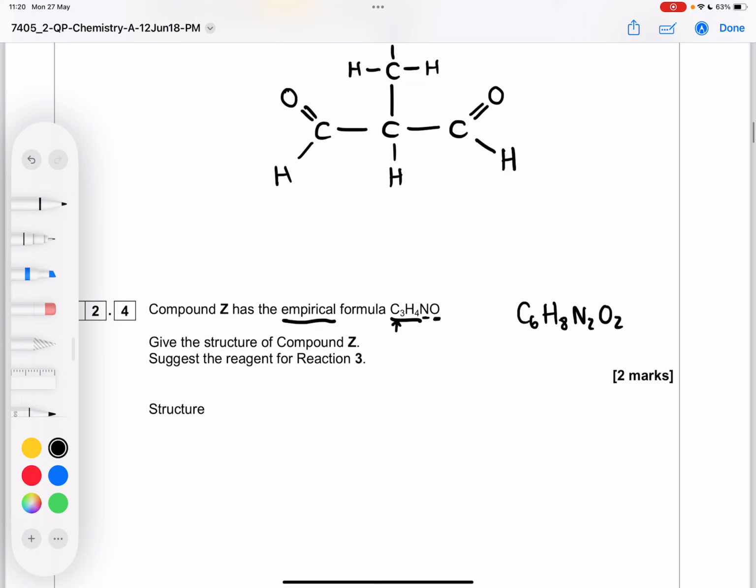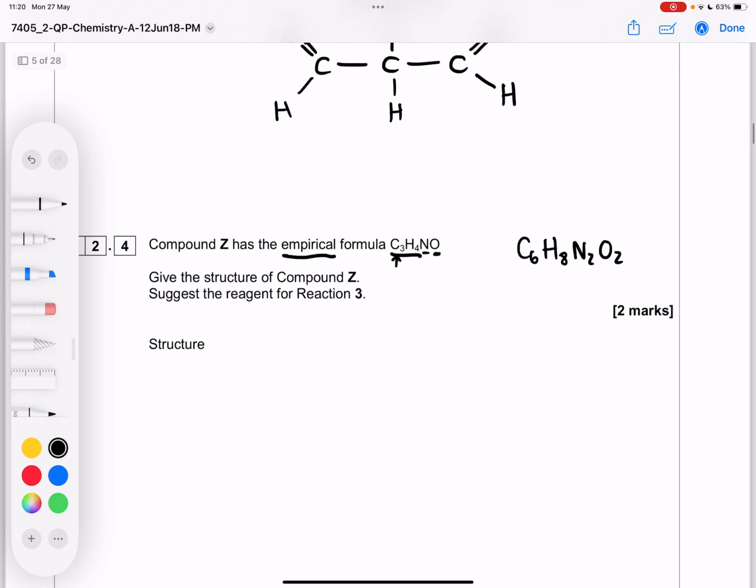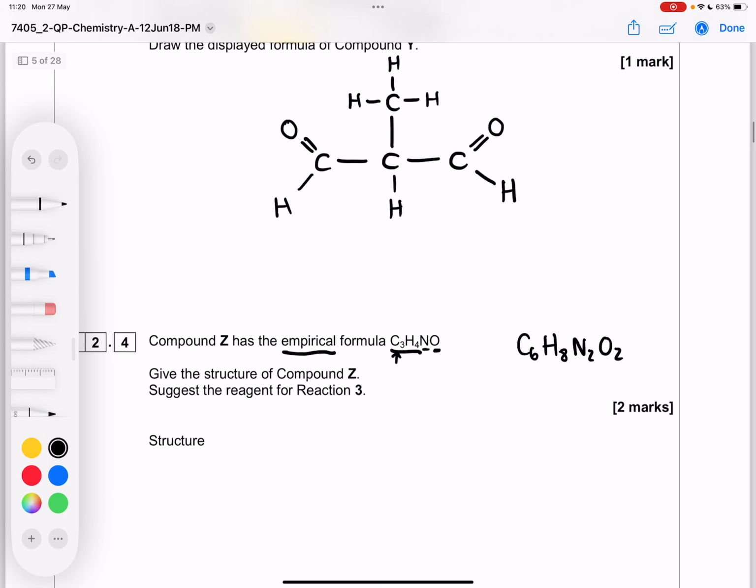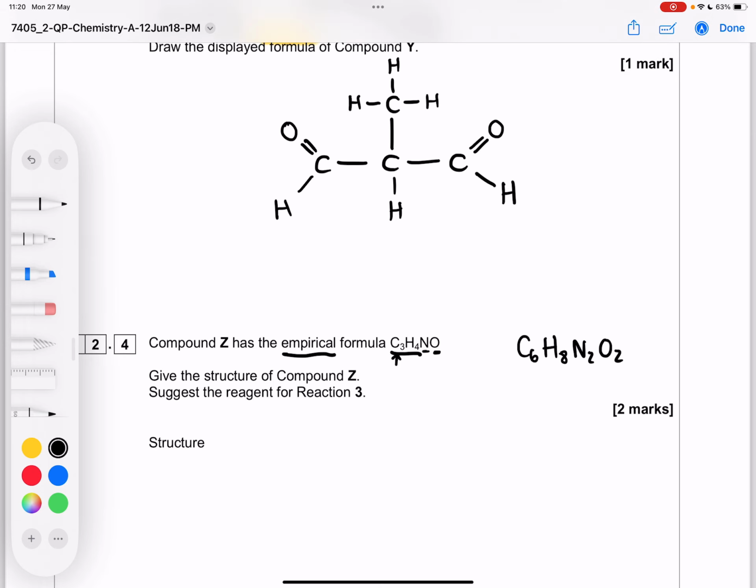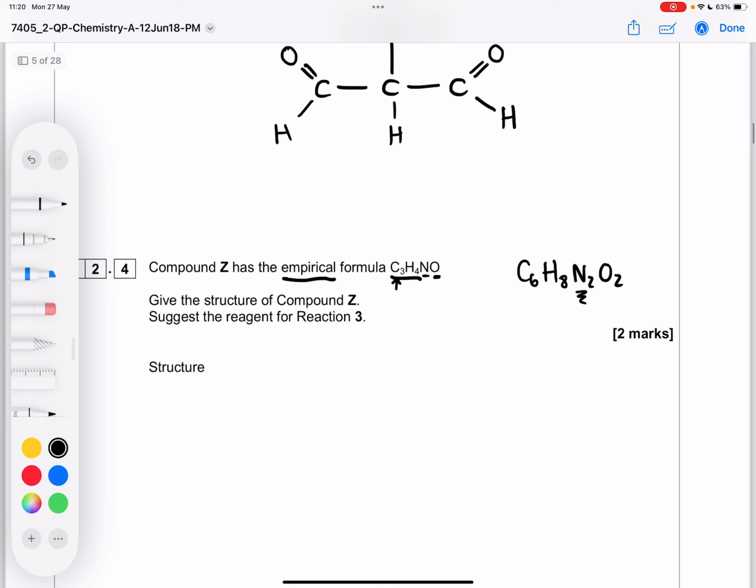Now you have to draw on your knowledge. This is quite a hard question, but you have to draw on your knowledge of aldehydes and ketones. This was an aldehyde. And the reactions we know of aldehydes and ketones is we can either turn them back to alcohols or we can turn them to hydroxy nitriles. And given the presence of an N, that's what we're looking to do.